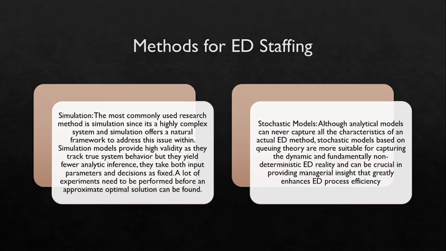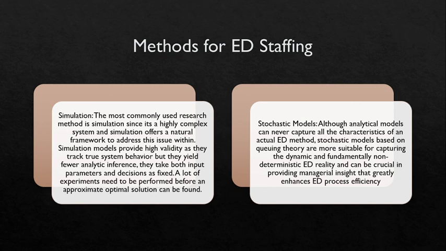The most commonly used research method for emergency department staffing is simulation, since it is a highly complex system and simulation offers a natural framework to address this issue. Simulation models often possess high validity because they track true system behavior fairly accurately. However, they yield fewer analytic inferences than analytic models because they take input parameters and decisions as fixed. So a lot of experiments need to be performed before an approximate optimal solution can be found. And the gap between the approximation of this optimal solution and the true optimal solution is unknown.